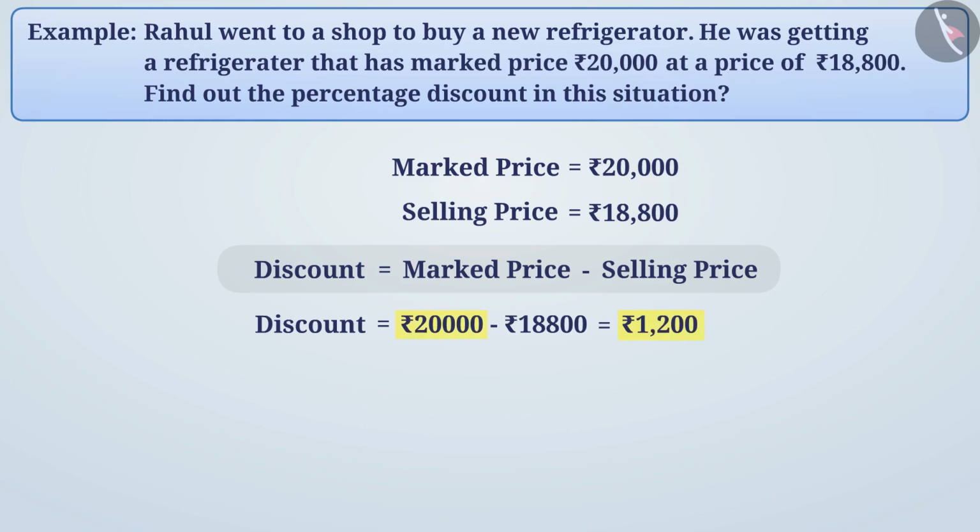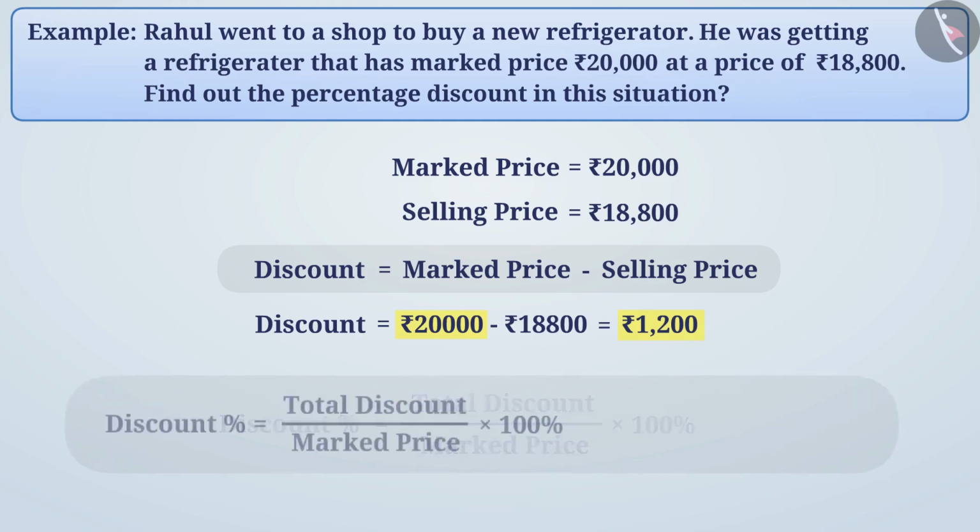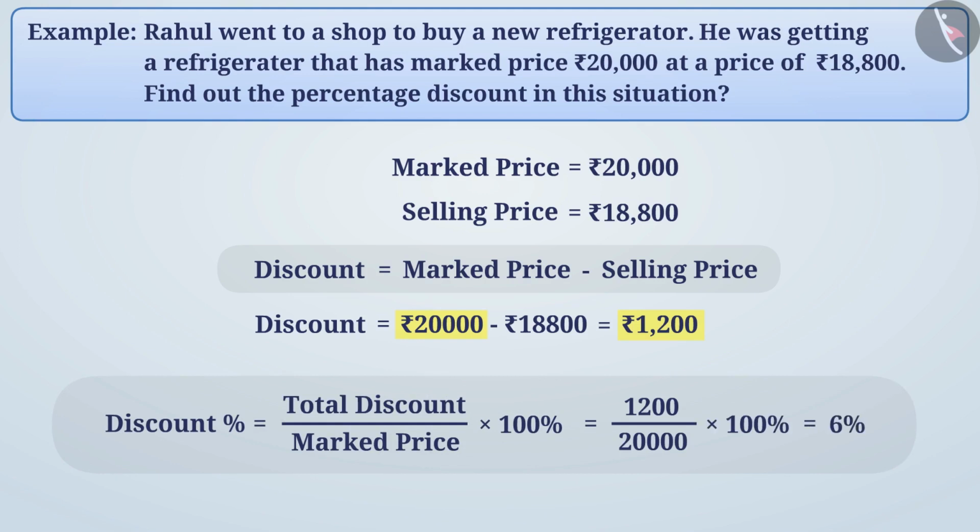So, can you tell what is the percentage discount in this situation? Think. Let me tell you. Discount percentage is equal to total discount divided by marked price multiplied by 100%. The discount is given on the marked price, so we will consider the marked price as the base, which is equal to 1,200 divided by 20,000 multiplied by 100%, which is equal to 6%. That is, a discount of 6% has been given on the marked price of the refrigerator.